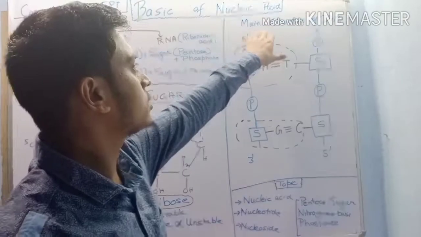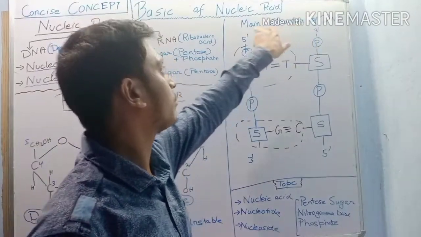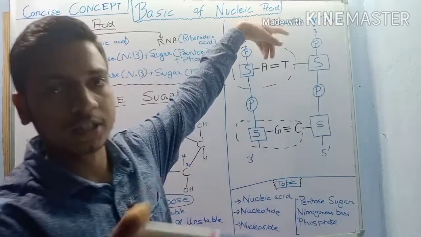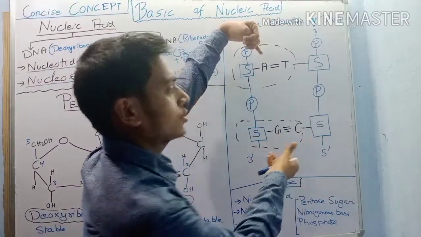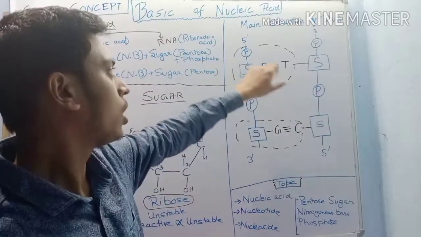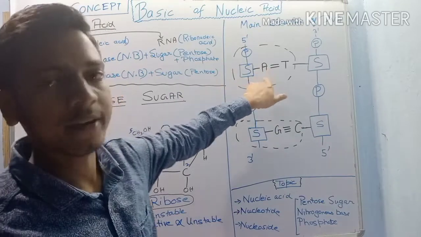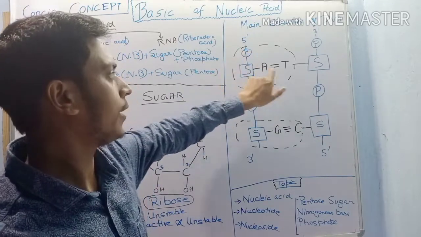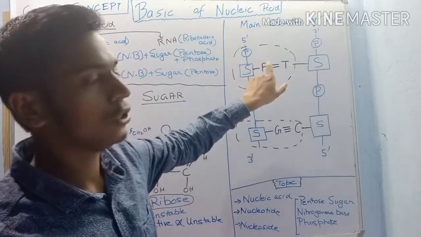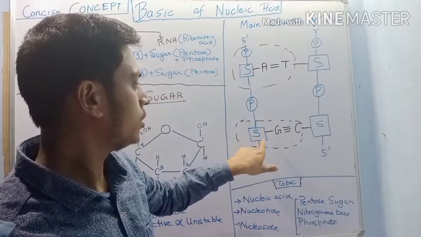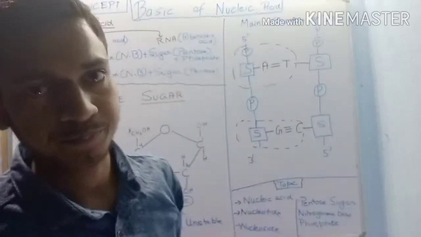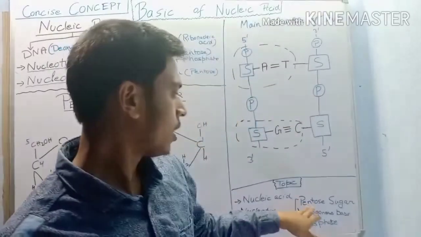This is basically the stepladder model of DNA. I have written the main structure of DNA. When it is present in the nucleus, it is in a coil structure, but this model is called the stepladder model of DNA. So here you can see phosphate, sugar and nitrogen base. When phosphate, sugar and nitrogen base are attached with each other, it is called a nucleotide. But when only sugar and nitrogen base are there, it is called a nucleoside.